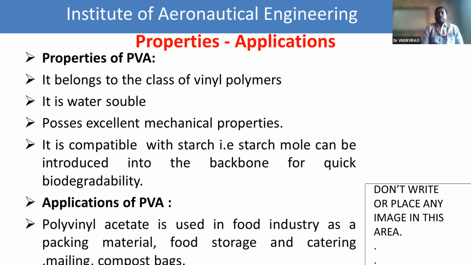Now we see the properties of polyvinyl acetate. From the title you understand that the monomer is vinyl acetate, so it comes under the category of vinyl polymers, and it is a water soluble compound, that means a polar compound. It possesses excellent mechanical properties and high mechanical strength, and it is compatible with starch. That is, starch moieties can be introduced into the backbone for quick biodegradability. That means the starch will be introduced into the backbone structure of this polyvinyl acetate.